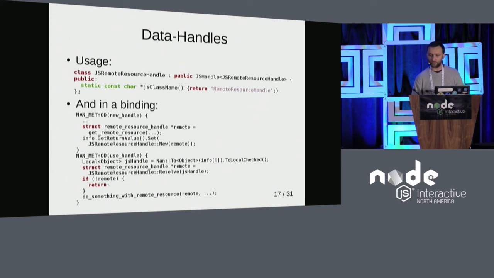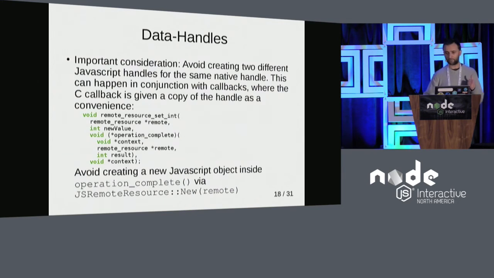So this is how you use it. You get a native handle from the C API, and then you wrap it in a JavaScript handle and you return it. So one important thing to remember here is never to make two JavaScript handles for one native handle, because then if somebody closes it, there's still a native handle floating around which looks perfectly valid from the JavaScript perspective, but which doesn't refer to any real resource anymore.